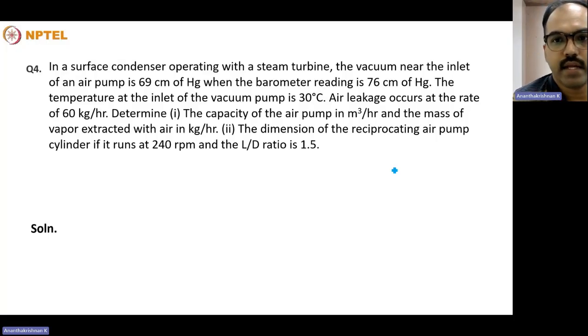So the vacuum near the inlet of an air pump is 69 centimeter of mercury when the barometer reading is 76 centimeter of mercury. The temperature at the inlet of the vacuum pump is 30 degrees Celsius. Air leakage occurs at the rate of 60 kg per hour. Determine the capacity of the air pump in meter cube per hour and the mass of vapor extracted with air in kg per hour.